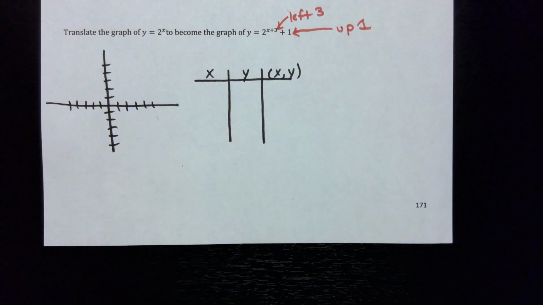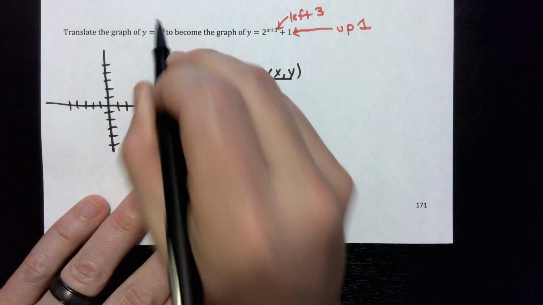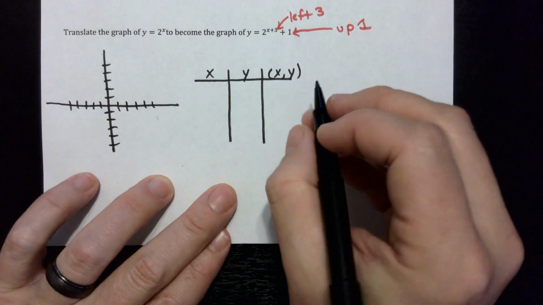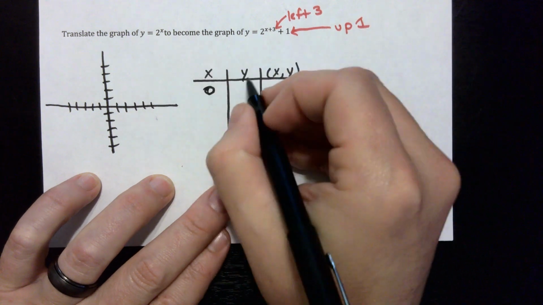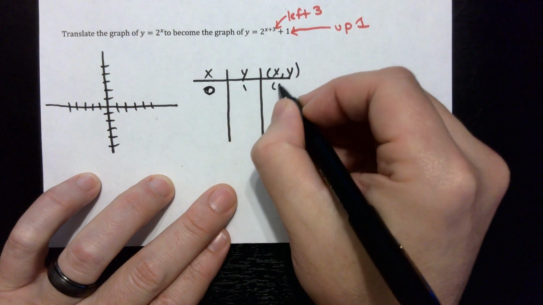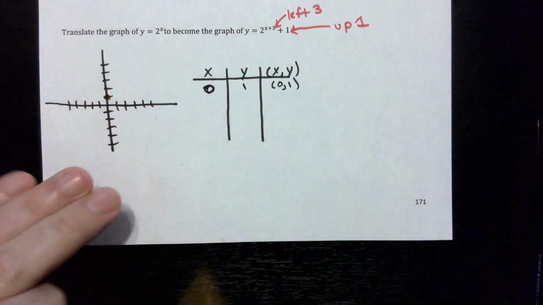Now let's go back and graph the original function, y is equal to 2 to the x. What are some good numbers I could plug in here that would give me nice whole number answers? Well, 0 is always a good choice. 2 to the 0 is 1. So you get the point 0, comma 1, just like last time, right there.